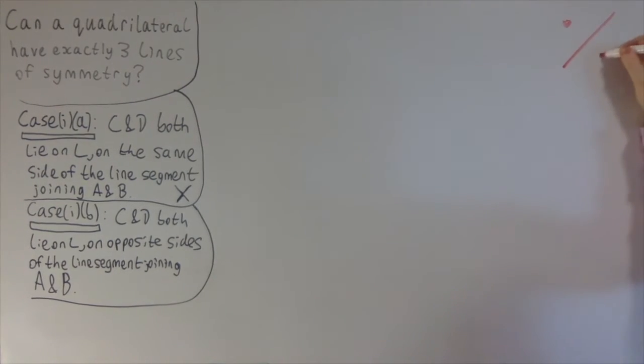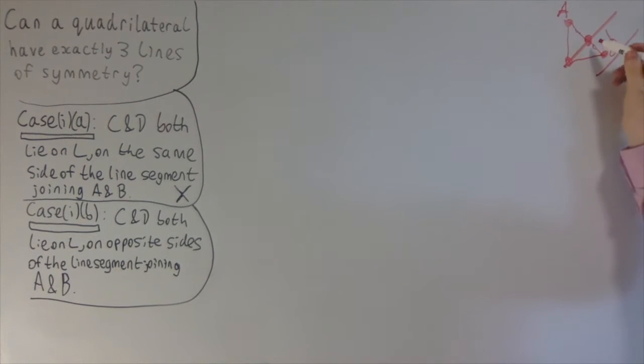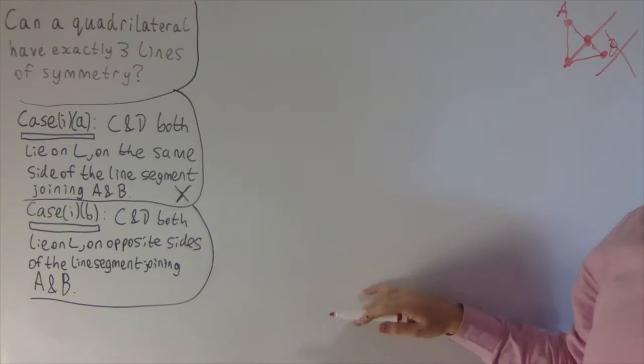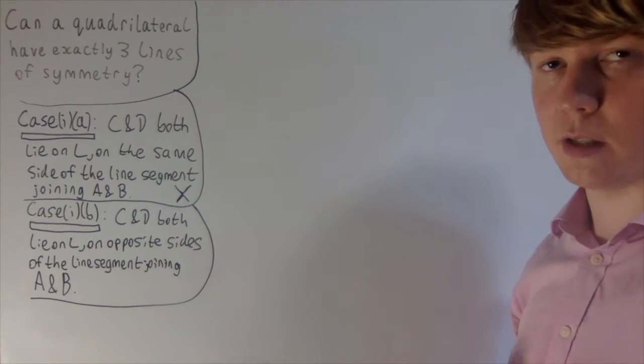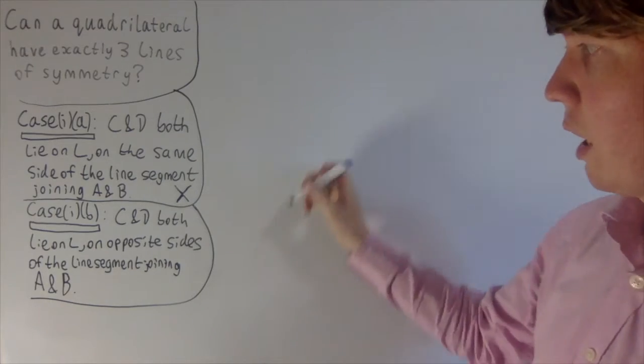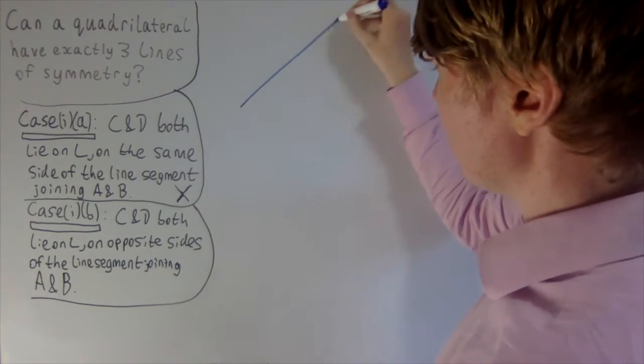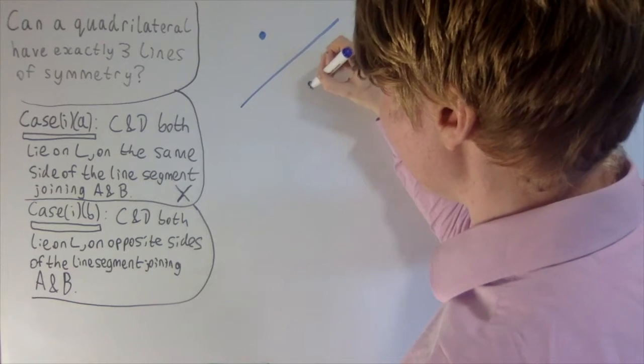Imagine you've got A and B here. It's not possible to have another point that actually lies on this line between A and B, because then you wouldn't really have a proper quadrilateral. It would actually be a triangle. So this isn't allowed, which means that basically the only other possibility we need to consider in case 1, where C and D lie on L, is the case where they're on opposite sides of this line joining A and B. So let's draw out what this can look like.